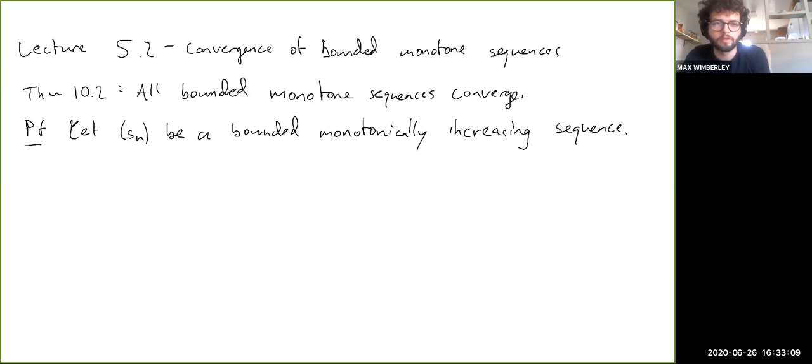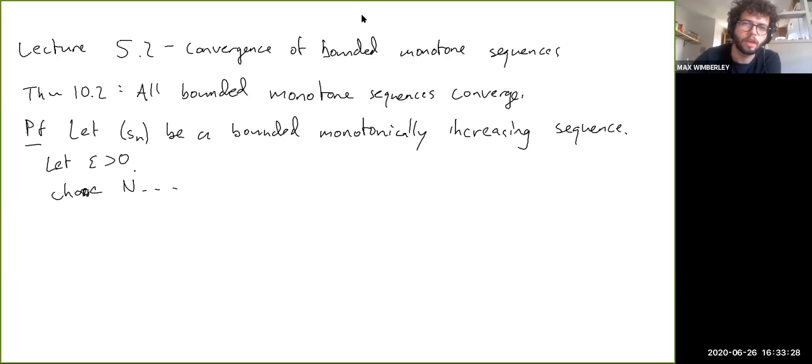Now remember, I've talked a lot about what it looks like when you try to show a sequence converges. You have to let epsilon be greater than 0, and then we want to choose N, and so on. Now here's the issue. First of all, how can we proceed before we've even talked about what the limit of the sequence should be? In here, you're supposed to say what the limit is, okay?